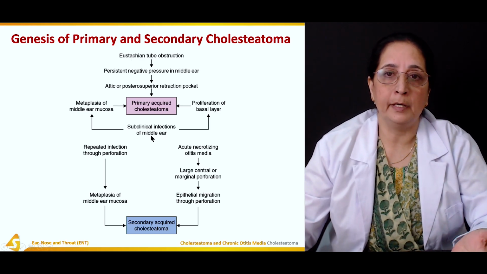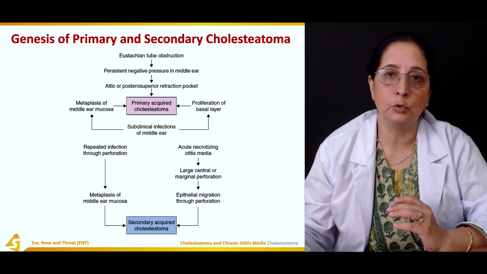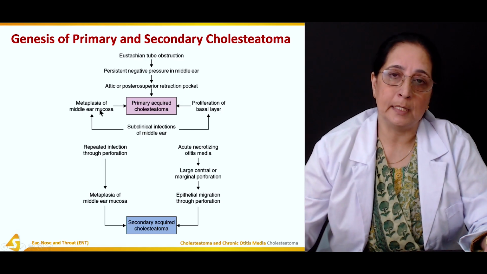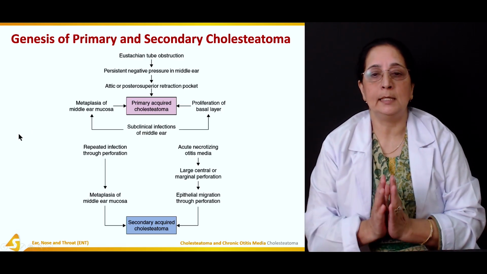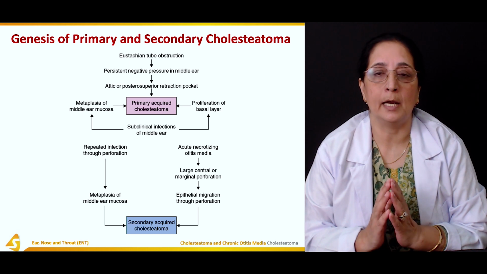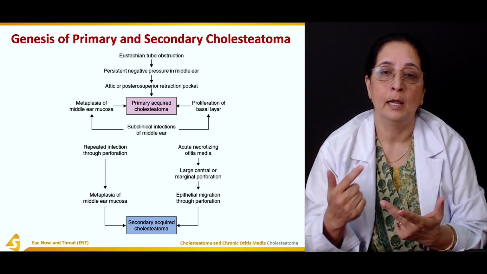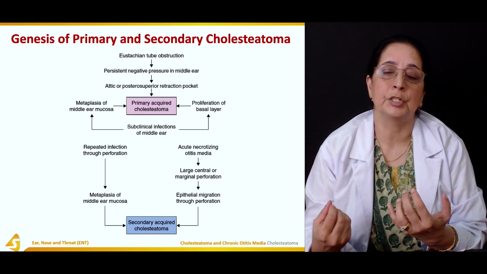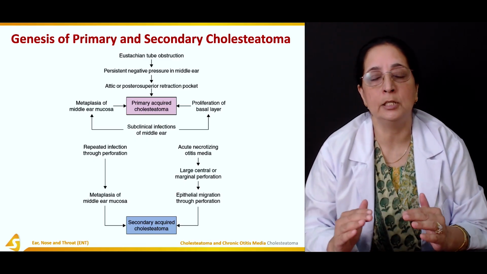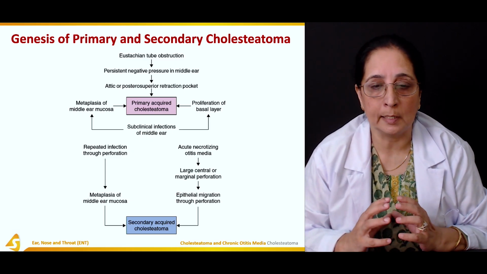Another cause of primary acquired cholesteatoma is infection of the middle ear. This infection leads to two changes. One is basal cell hyperplasia and proliferation. The other is metaplasia of the middle ear mucosa. So basically we have two changes that lead to primary acquired cholesteatoma. One is obstruction of the eustachian tube that leads to cholesteatoma as a result of formation of a retraction pocket. The other important one is infection. If there is infection, that infection can lead to metaplasia and hyperplasia, leading to primary acquired cholesteatoma.